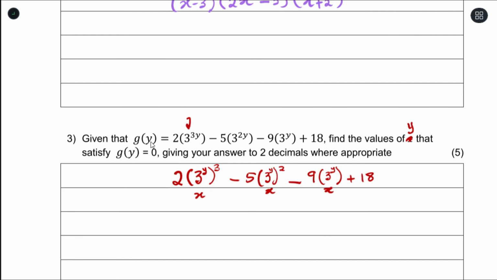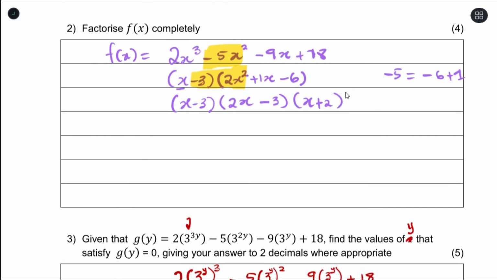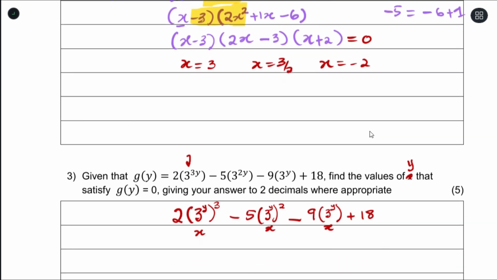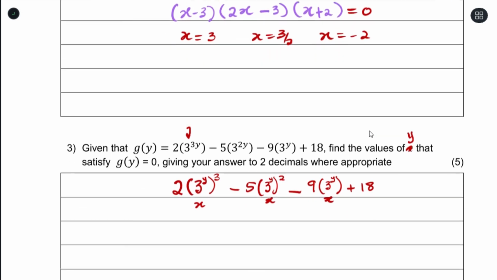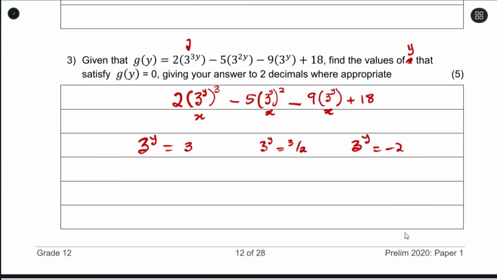So now think about that, let's say this question here had equals to 0, what would be your answer? The answer for this would have been x is equal to 3, x is equal to 3 over 2, and x is equal to negative 2, right? So we are just going to replace this with 3^y, every single thing you have there. So we are saying that 3^y is equal to 3. We have 3^y is equal to 3 over 2. And we also have 3^y is equal to negative 2, right? So solving them independently, this here is just 3^y is equal to 3^1. So therefore, y is equal to 1.